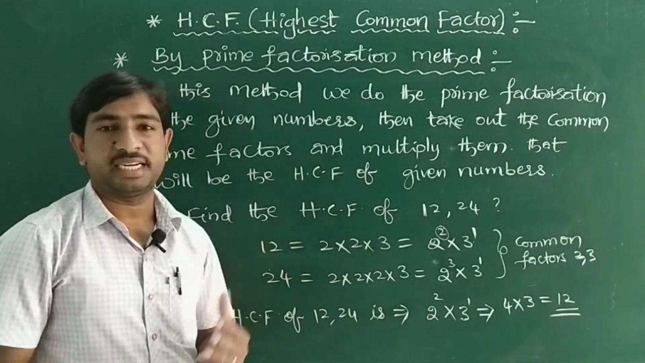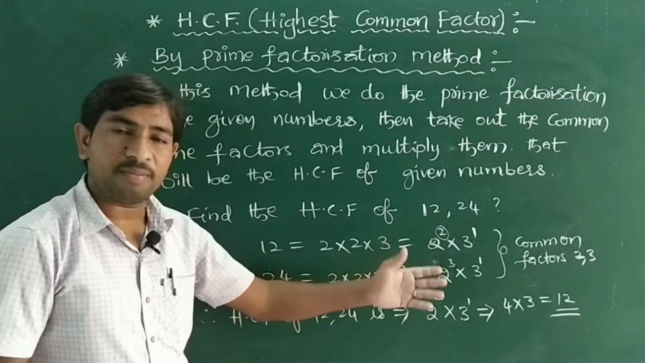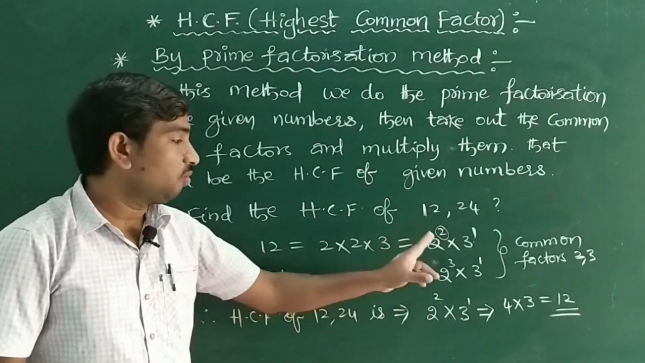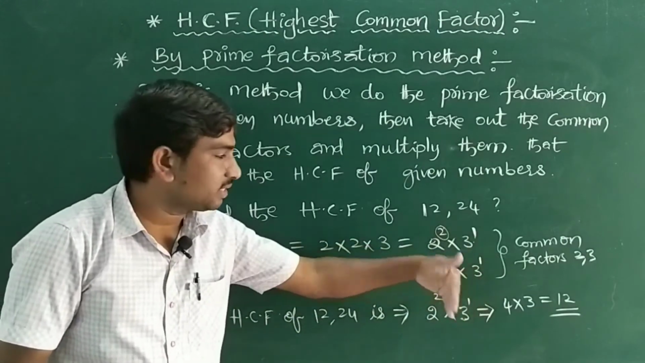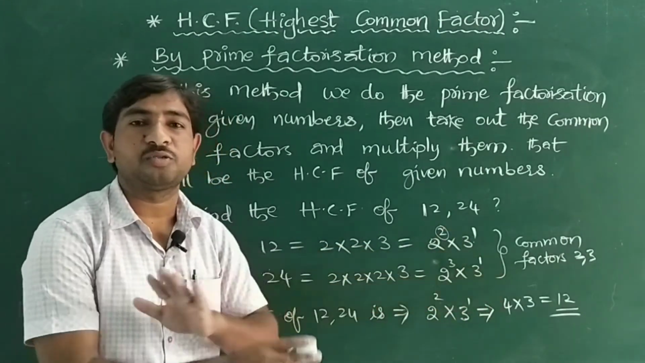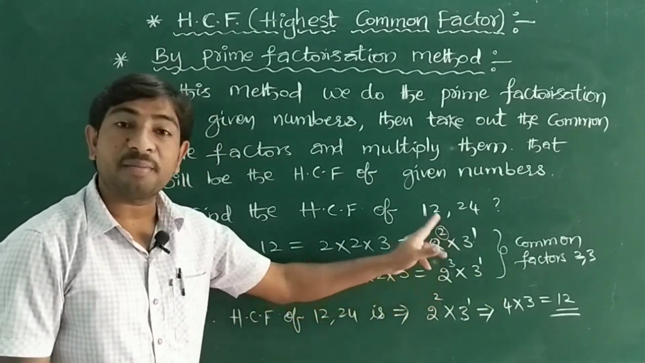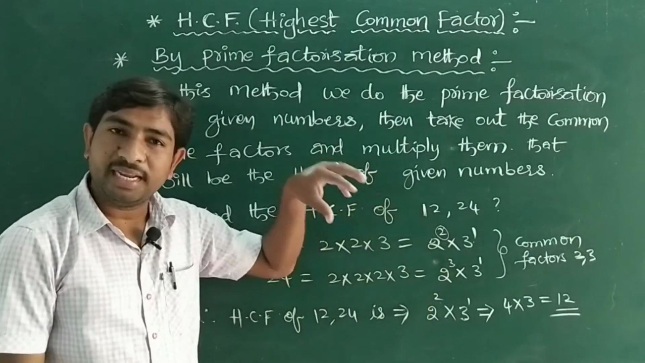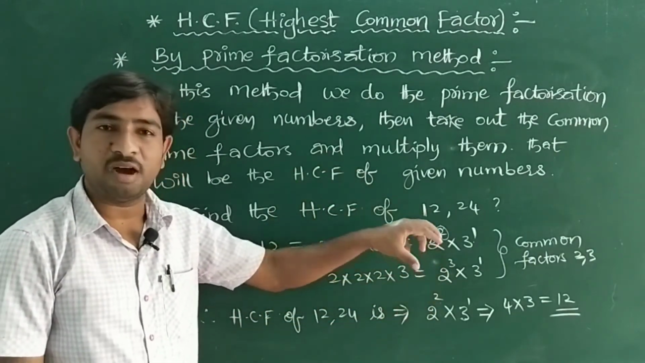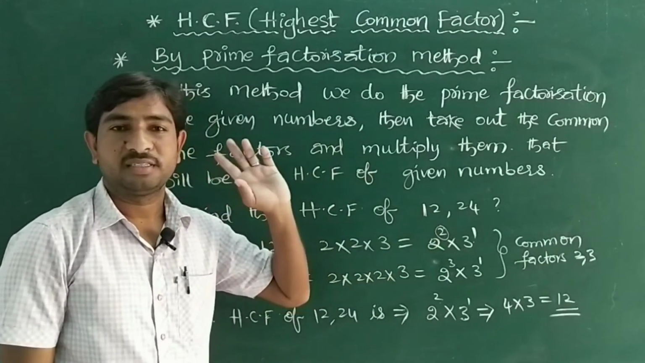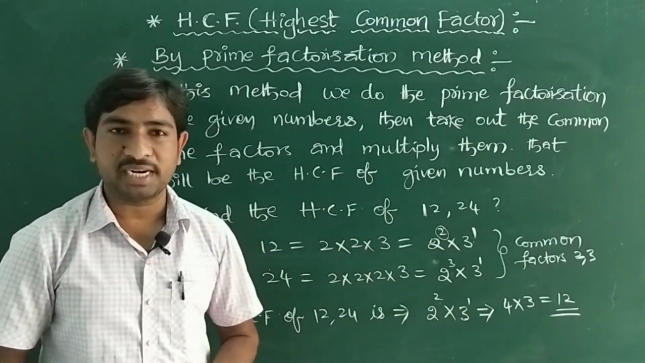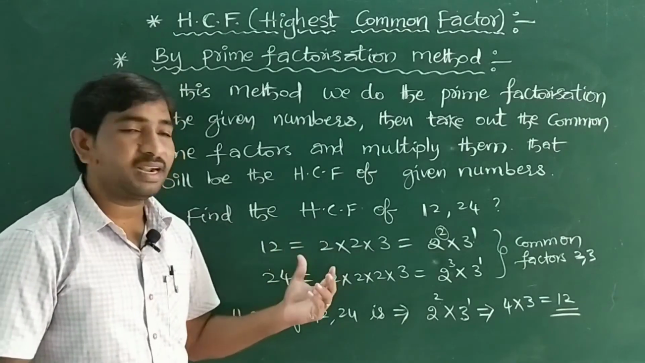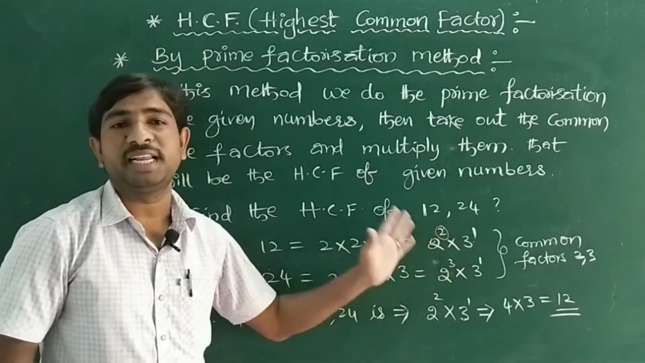So this is the prime factorization method. Very easy, you can apply this method for any numbers. You only have to choose the common factors. If any number is included other than the common factors, you should not consider it. Only common factors, and if any common factor is available, then you have to choose the least power. So that is the HCF. This is the second method, the prime factorization method. It may seem difficult, but if you understand, it is very easy.